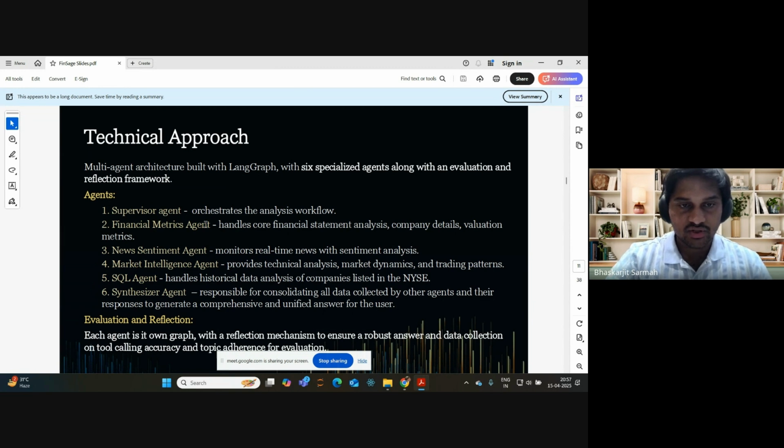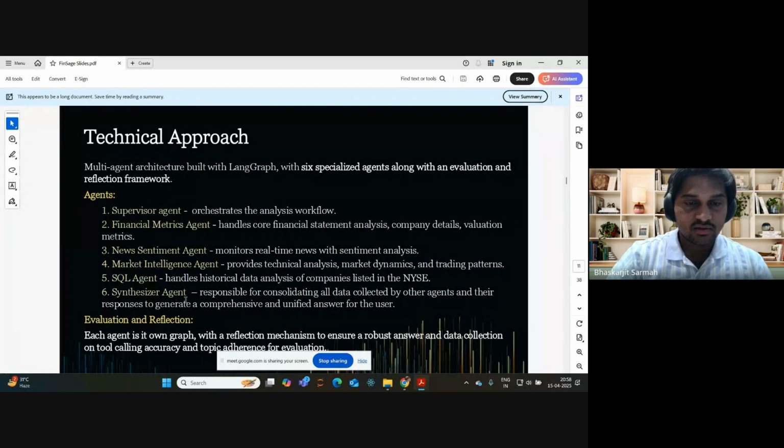One is the financial metric agent, which handles the core financial statement analysis, like the company details and valuation metrics. Then we have a news sentiment agent, which monitors real-time news from third-party news providers, for example Yahoo Finance, and we do sentiment analysis. Then the third one is the market intelligence agent, which provides technical analysis or any other market dynamics or trading patterns. Then we have another agent, which is the SQL agent. The SQL agent is for handling the historical data, to perform any data analysis on it.